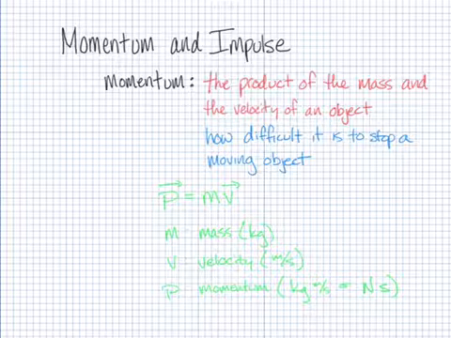Also notice that we have arrows over the P and the V, and if you remember, that stands for a vector, meaning that they can be positive or negative depending on the direction of the momentum and the velocity. If something was moving to the right, we would typically say it has a positive velocity and momentum. If something was moving to the left, we would typically say that it has a negative velocity and momentum. So let's try an example problem.